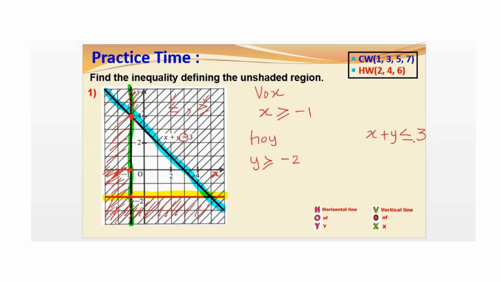Now there is a way to check your answer. What can you do? You can take any point from here, right? Let's say this point. What are the coordinates of this point? The coordinates of this point are (1, 1), right? 1 here and 1 here. You can substitute the coordinates of this point in these inequalities.